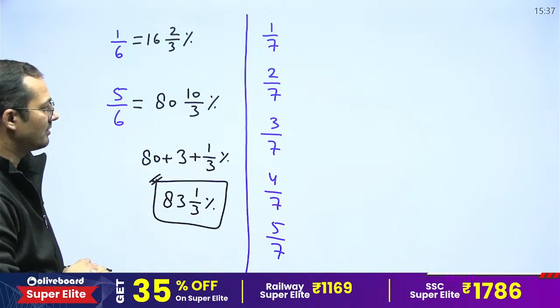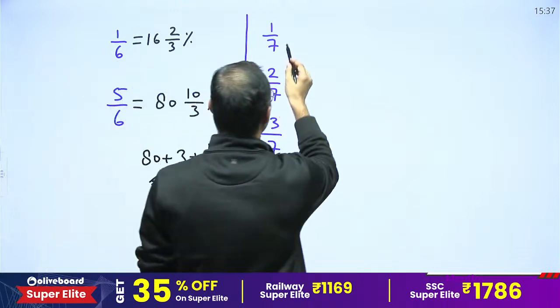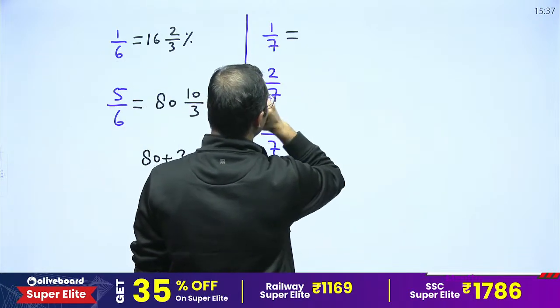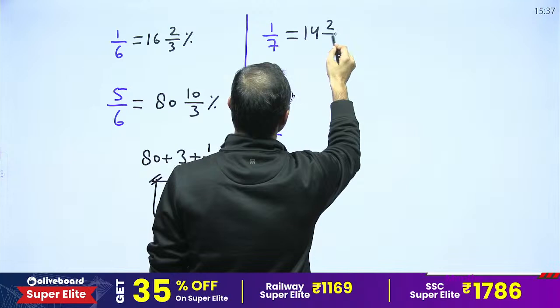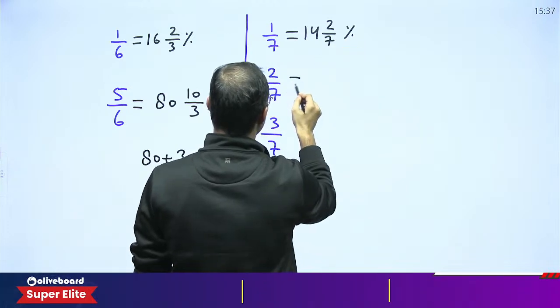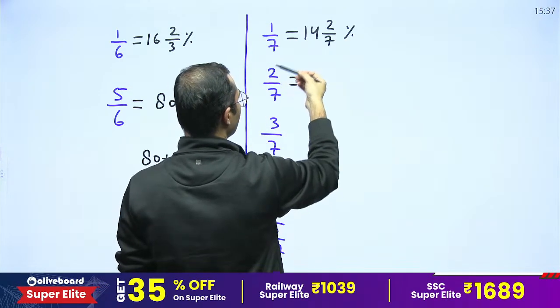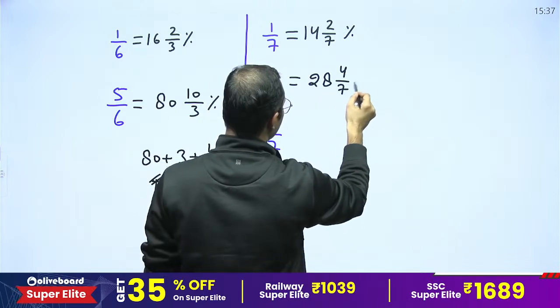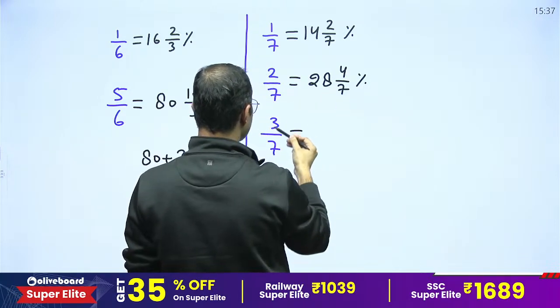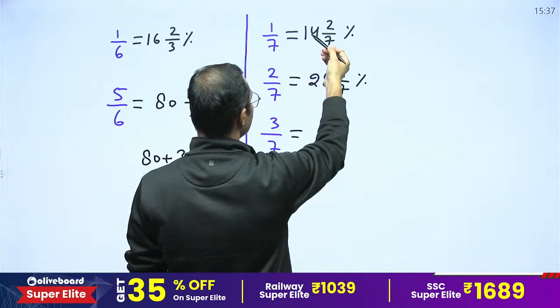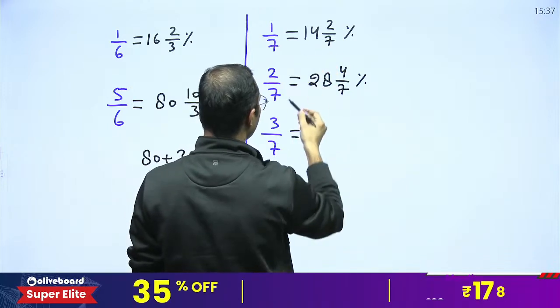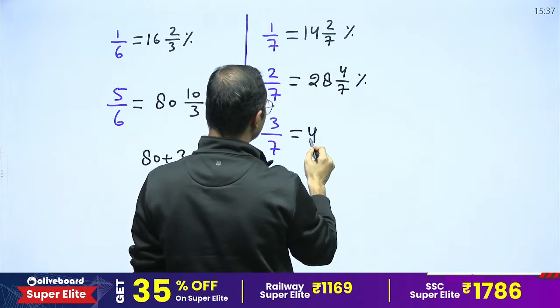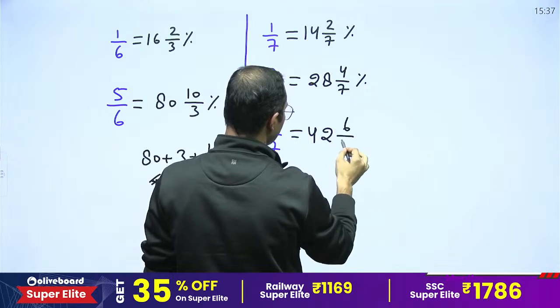Yes. See, we everyone know that 1 upon 7 is equal to what? 14 whole 2 upon 7%, right? So 2 upon 7, it is double of 1 upon 7. So just make it double. So 28 whole 4 upon 7. No problem. See, this is 3 times of 1 upon 7. So just make it 3 times. So just multiply here 3. So 14 3s are 42. 6 upon 7%, right?